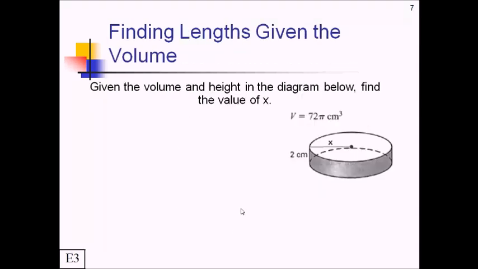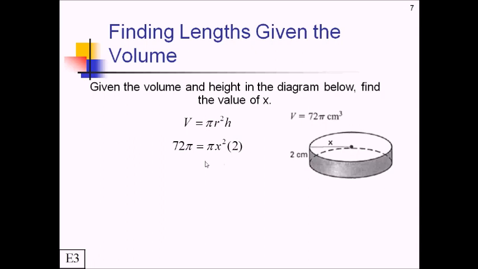This next problem is a little bit of a twist on the last one. Given the volume and the height in the diagram below, find the value of x, which is the radius here. So pause the video and see if you can puzzle this one out. We're going to start with the volume formula. Again, volume equals pi r squared times the height. And then we have to plug in what we have. So we already know the volume. It's 72 pi. We don't know the radius, but we're representing that with x. And then the height, they said, was 2. So plug in all that in. We just have to solve for x now.